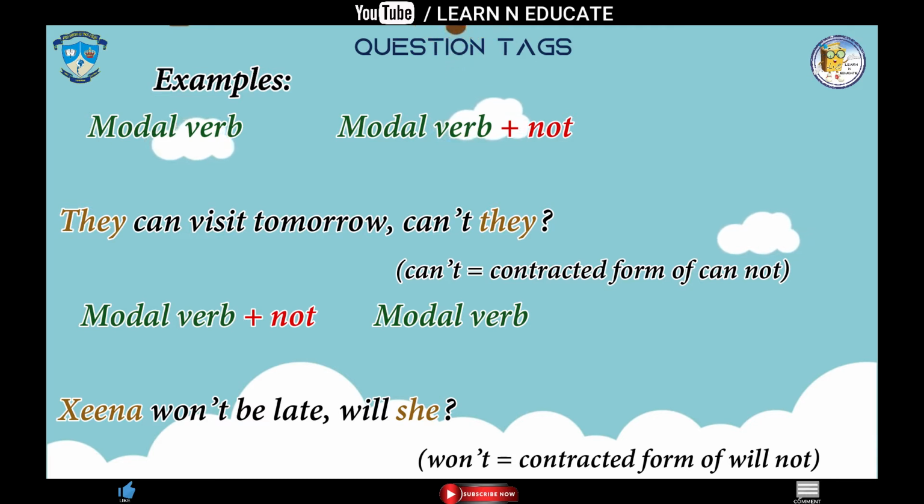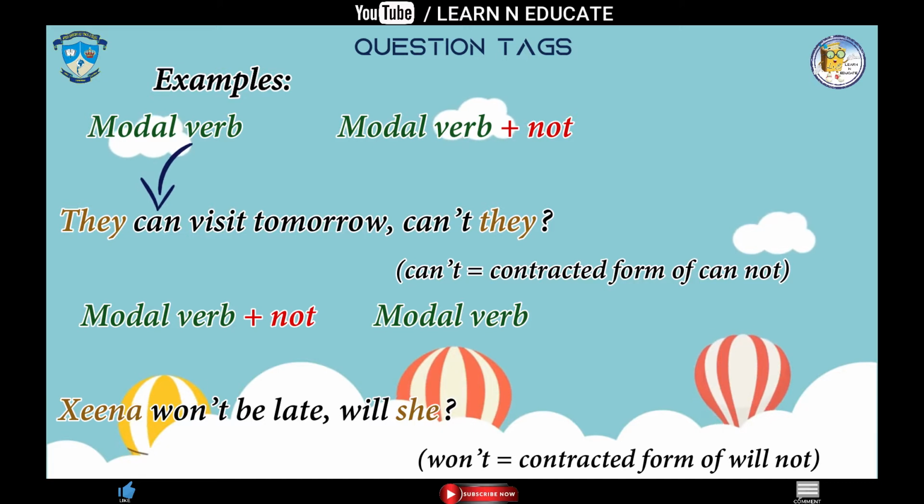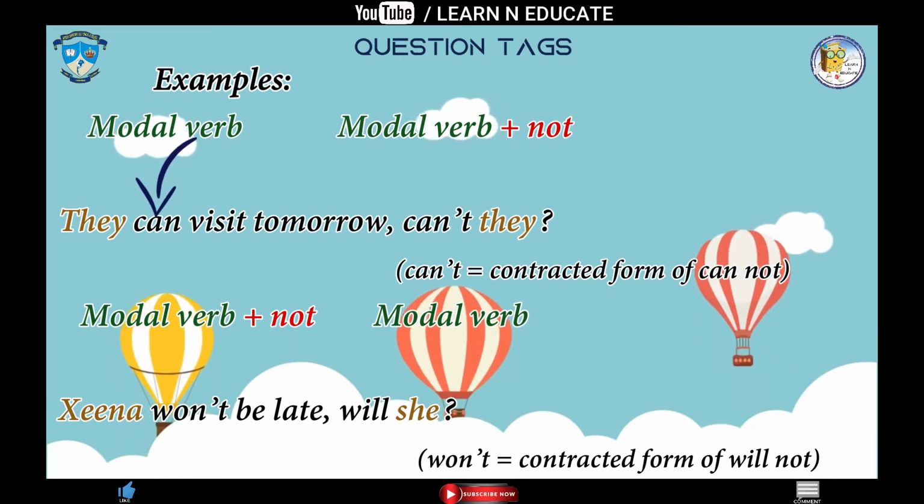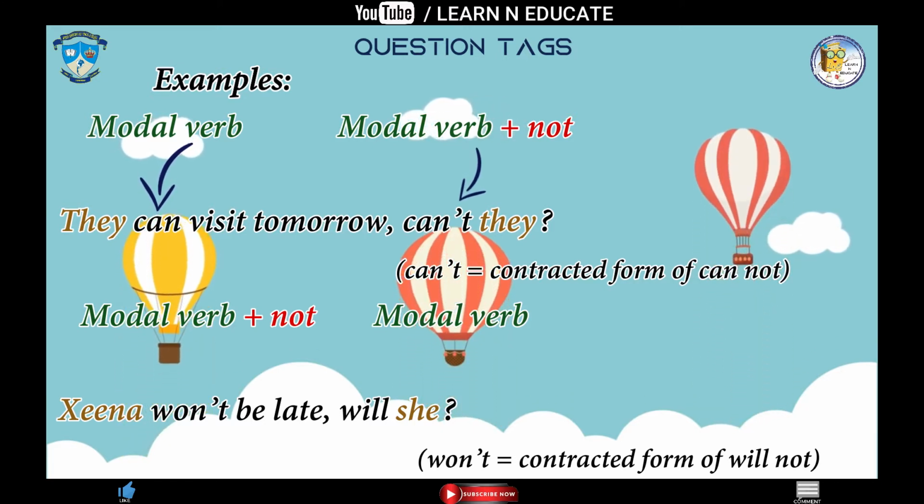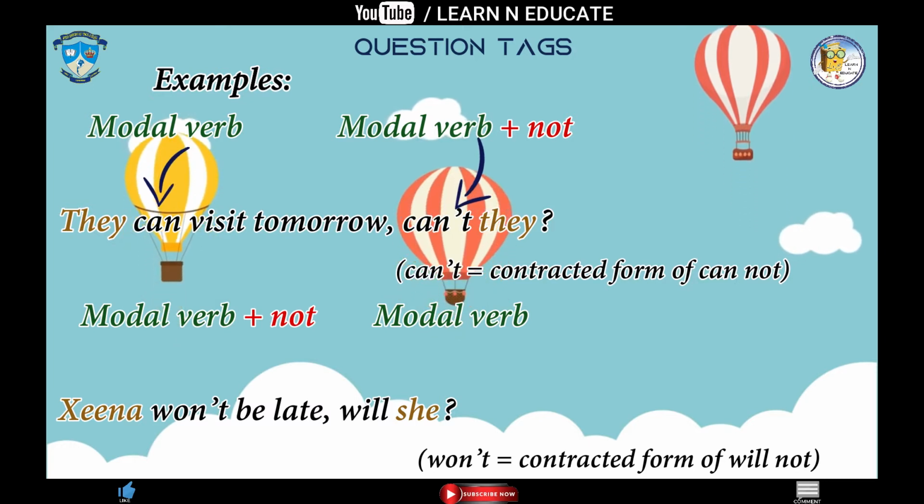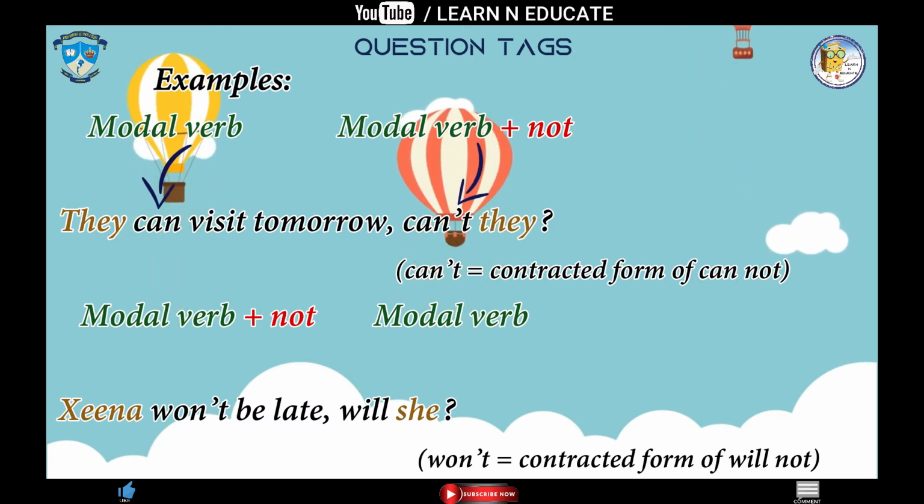Here, we see that the modal verb is can. So, the modal verb in the question tag will be can't. That is, can not. Alright? Let's see another example.